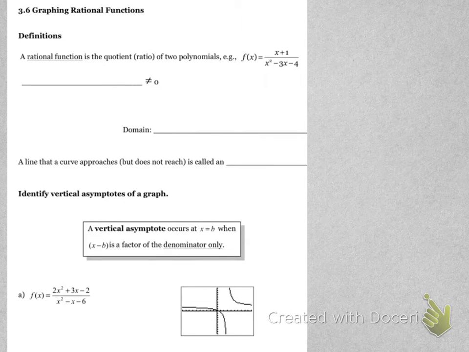3.6 Graphing rational functions. A rational function is a quotient or ratio of two polynomials, for example, x plus 1 divided by the quadratic function x squared minus 3x minus 4, where that denominator, x squared minus 3x minus 4, cannot be equal to 0. So, since this is the example, the rule is the denominator.